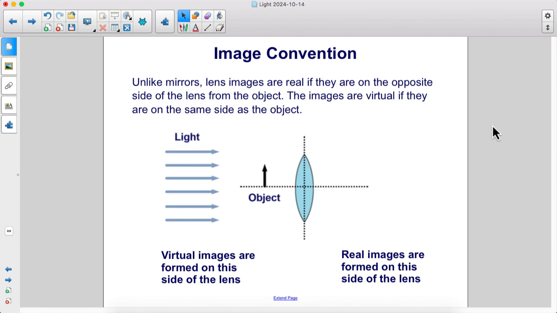Unlike mirrors, lens images are real if they're on the opposite side of the lens from the object. The images are virtual if they're on the same side as the object. So, virtual images are formed on this side of the lens. So if this is the object, and here's the lens, this is where the virtual images would be, where real images would be formed on this side of the lens.